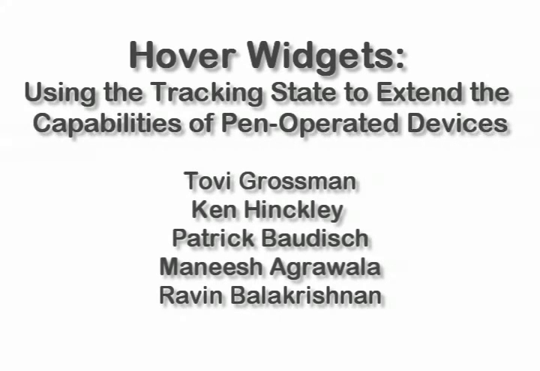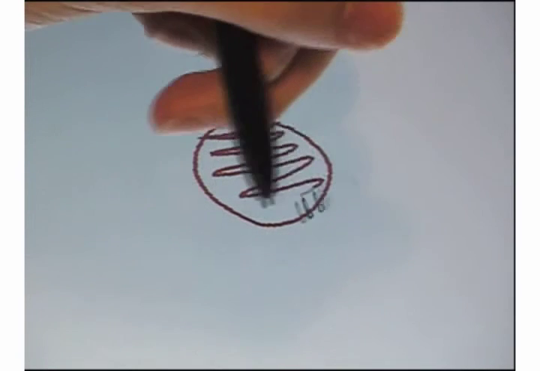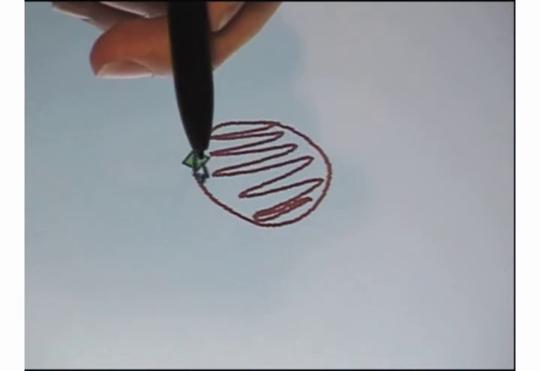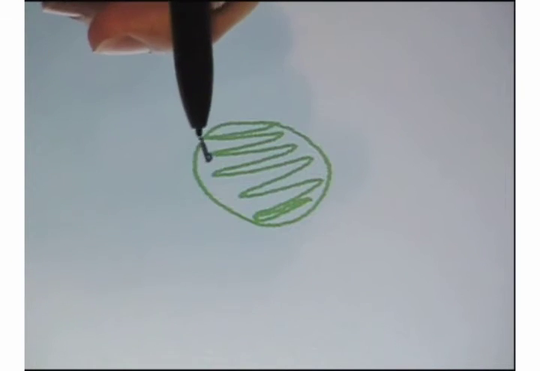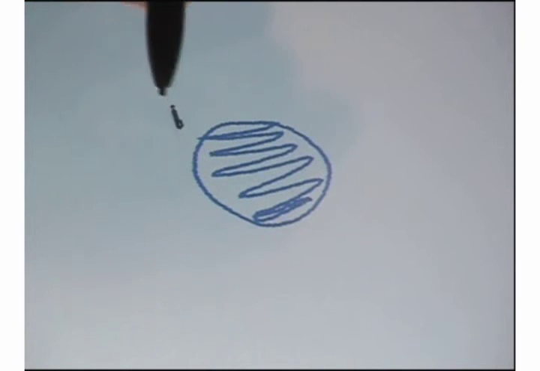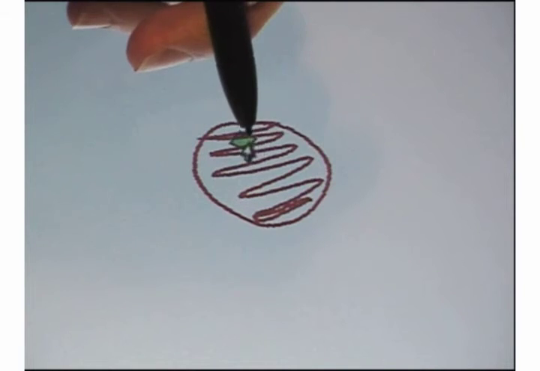In this video, we present Hover Widgets, localized interactive widgets for use in pen-based computing. Hover Widget icons are displayed after simple gestures are made by the pen, while positioned above the display surface. The icons can then be selected by bringing the pen in contact with the display. The Hover Widgets can have any sort of functionality associated with them. Here we are simply using them to change the color of our sketch.